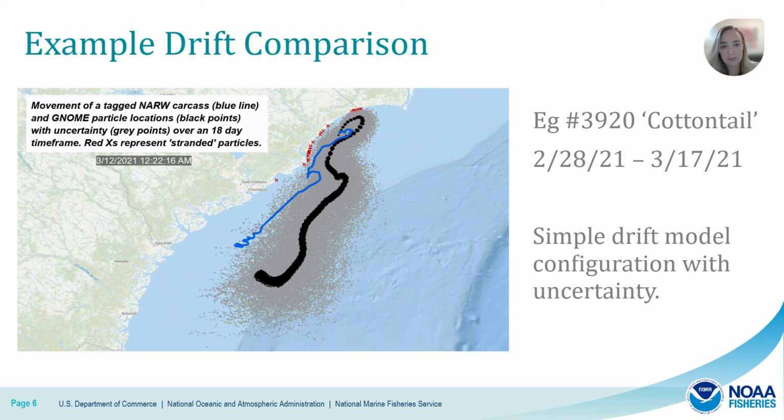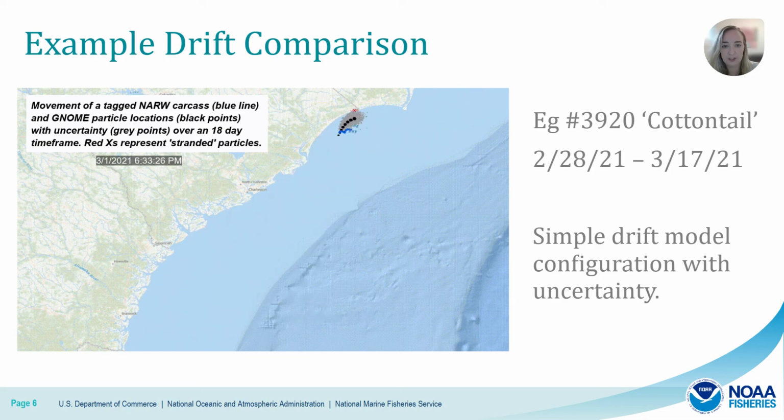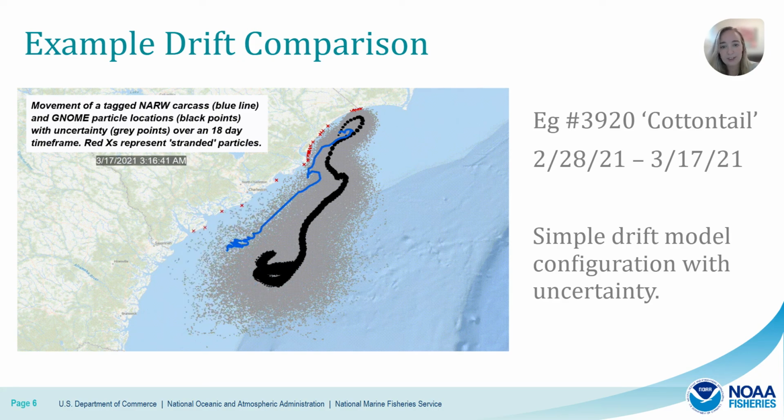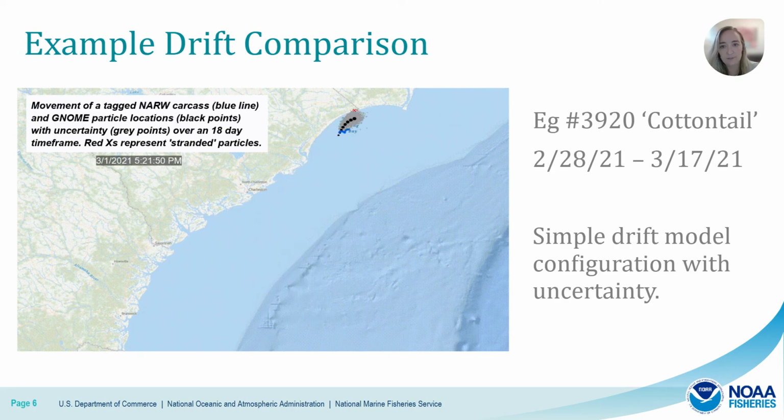However, there is a temporal mismatch between the tag track and the particle locations, and the particle locations are quite clearly farther offshore than the tag track. Our goal is to explore the various model parameters, configurations, and potential input variables to determine if and how they can be adjusted such that the output from this drift model more accurately reflects true carcass drift patterns. What we want to know is how close can we get those black dots to that blue line.